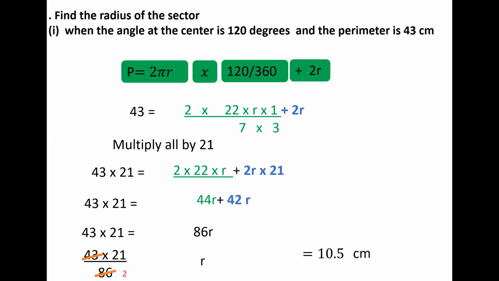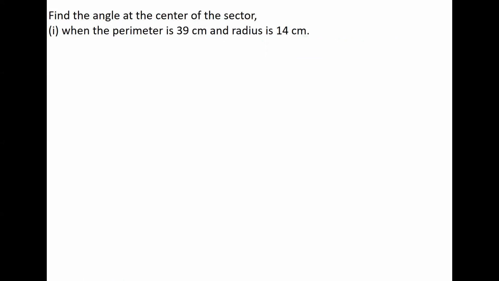You clear the bottom? So you need to cover all possible ways of testing the questions. So here they have given the angle at the center and the perimeter, asking for the radius. So what is the last way that they can check? They give the perimeter, they give the radius, and ask for the theta at the center. Can you try this question? Please try, everyone.